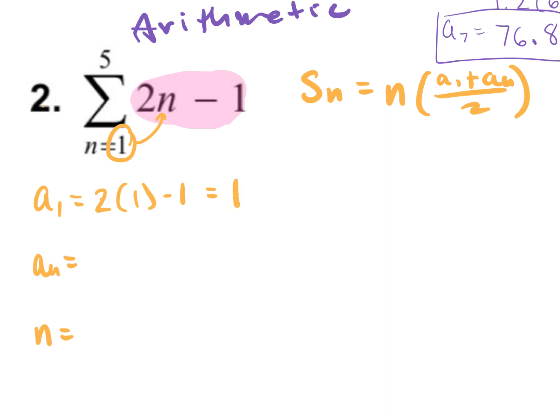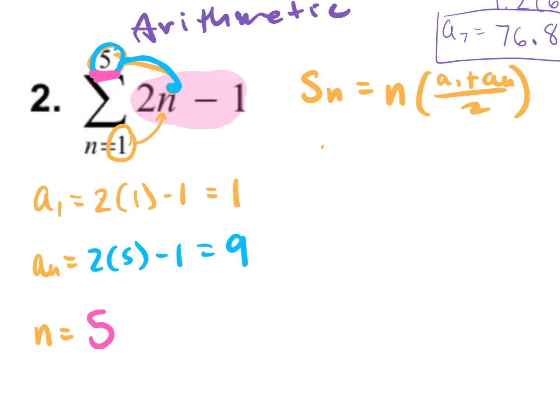A sub n is our last term. How do I find the last term? What do I need to do to find it? So we take the number on top and plug it into n. So 2 times 5 minus 1 would be 10 minus 1, which is 9. And then what's my number of terms? 5, the number on top.